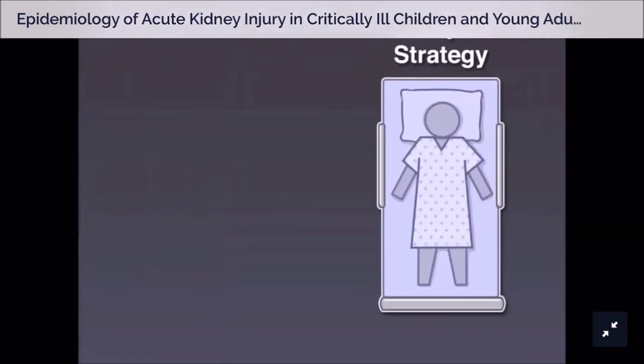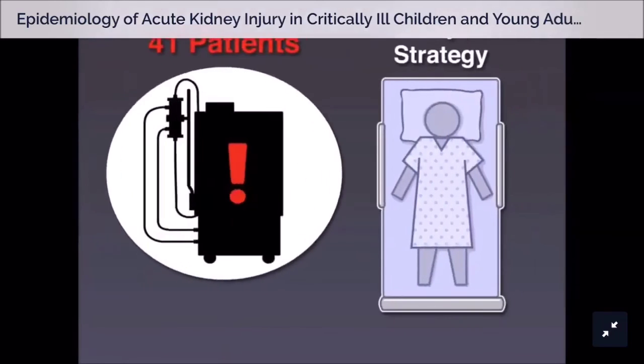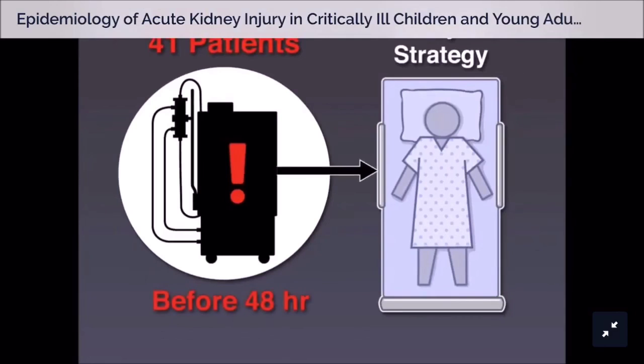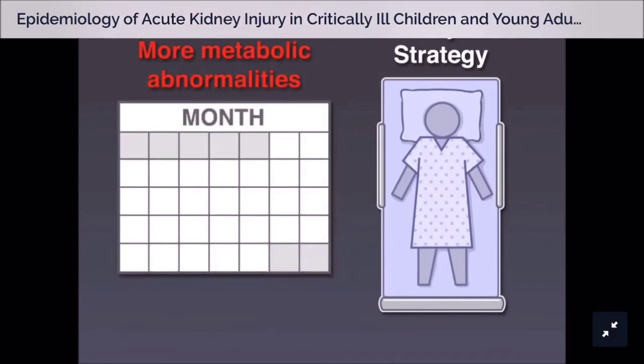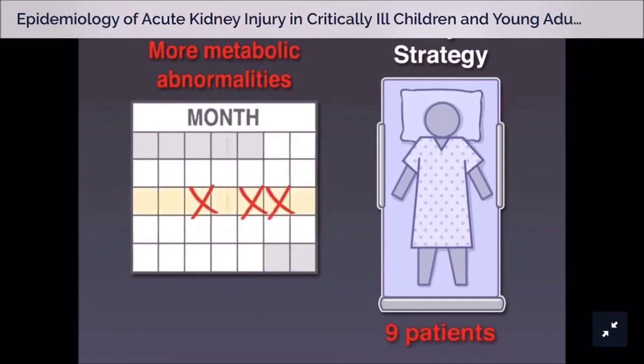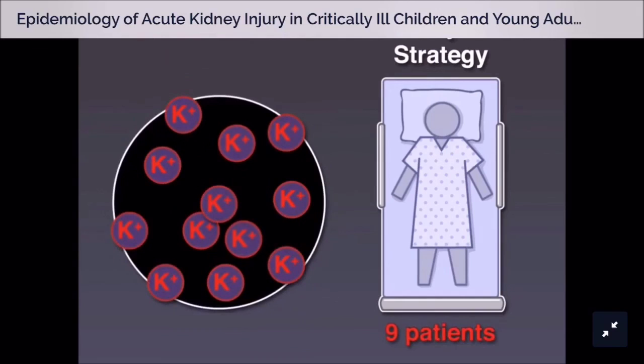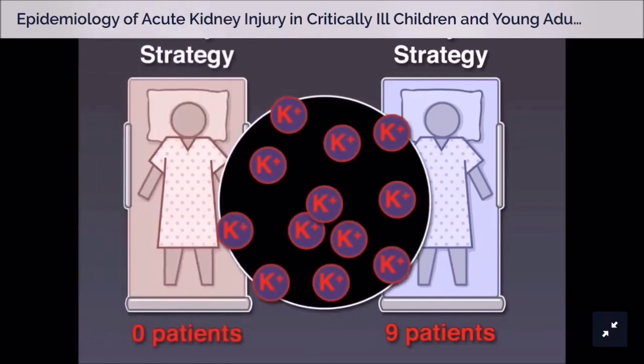In the delayed strategy group, 41 patients required renal replacement therapy before 48 hours. The delayed strategy group also had more metabolic abnormalities in the first 7 days after enrollment. 9 patients in the delayed group developed severe hyperkalemia, as compared with none in the early strategy group.